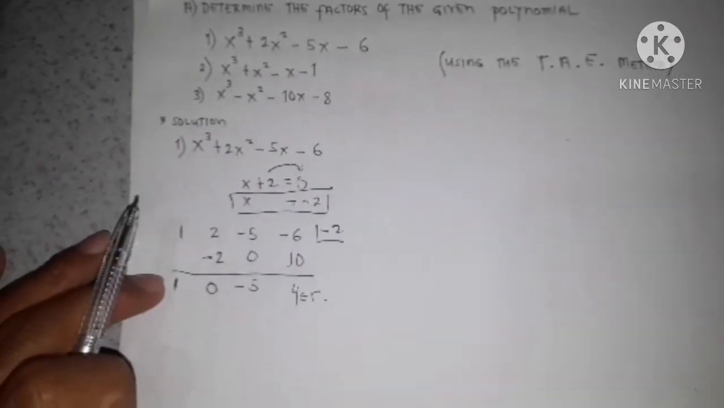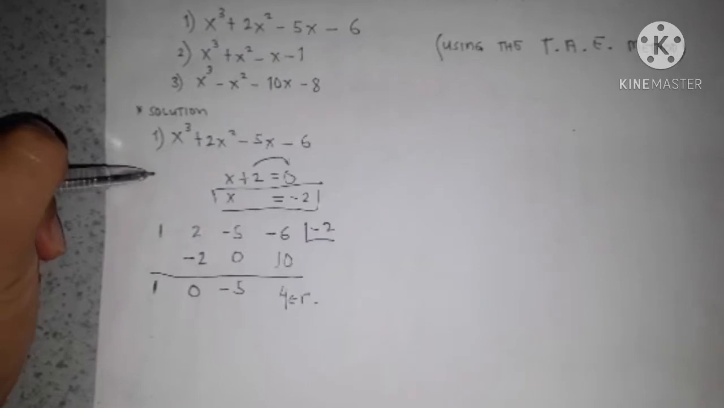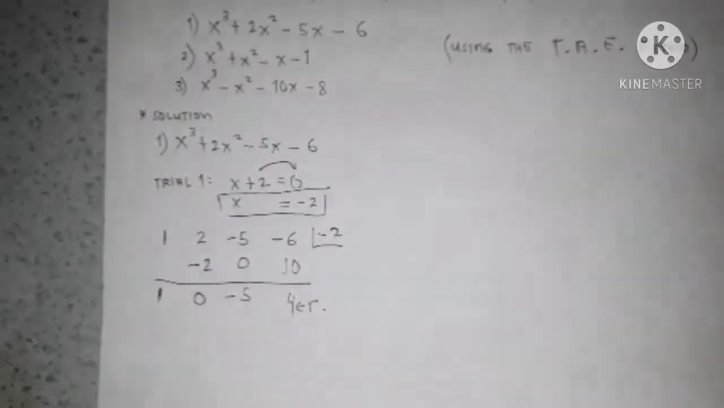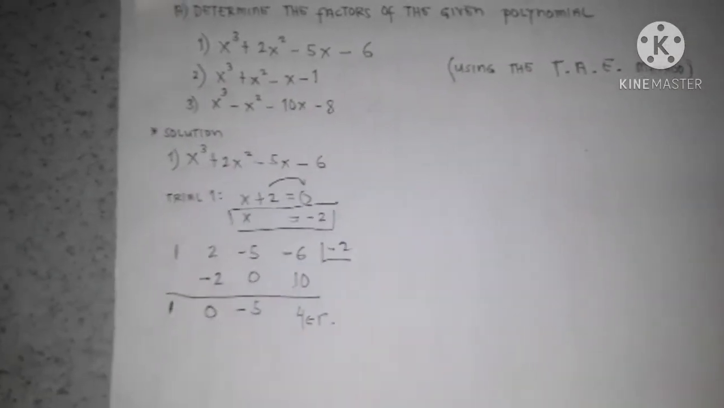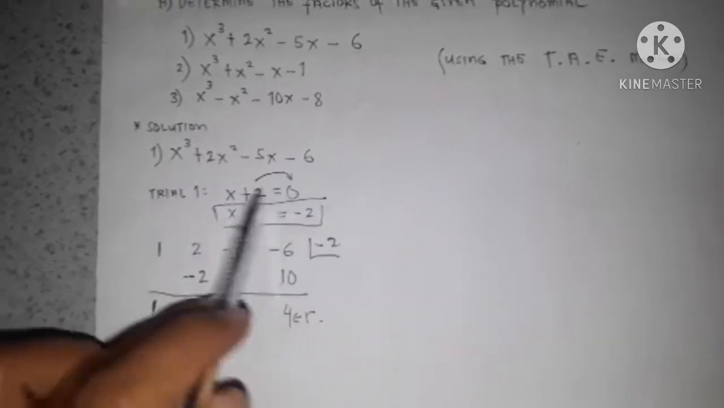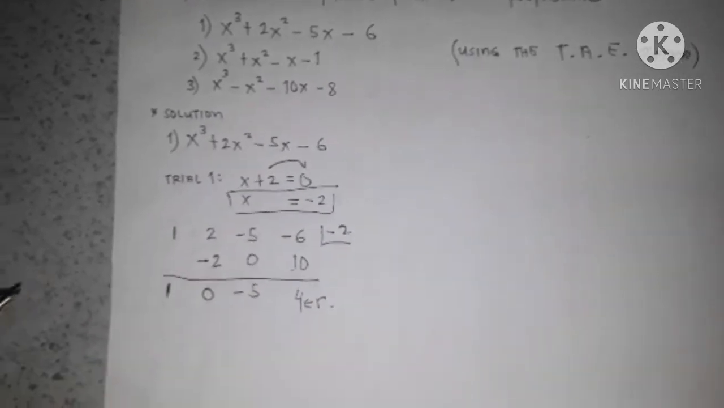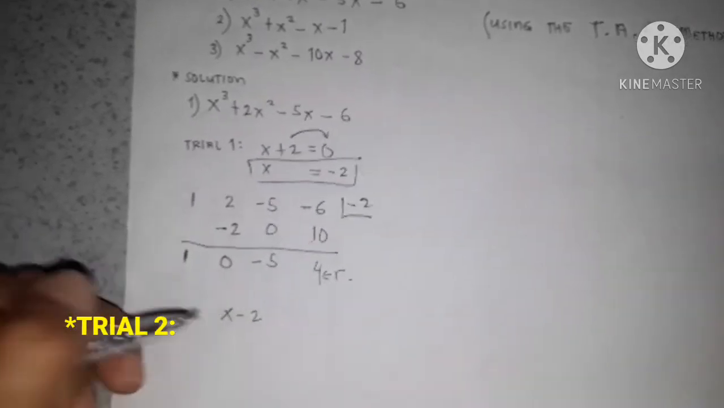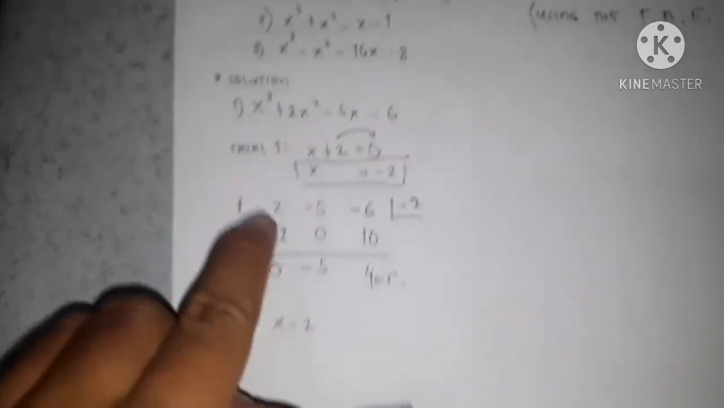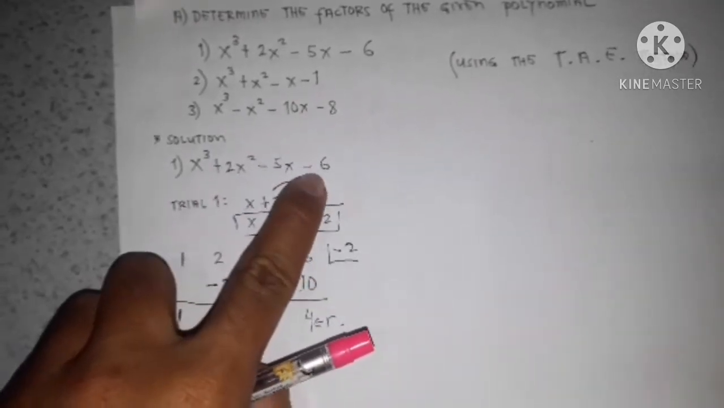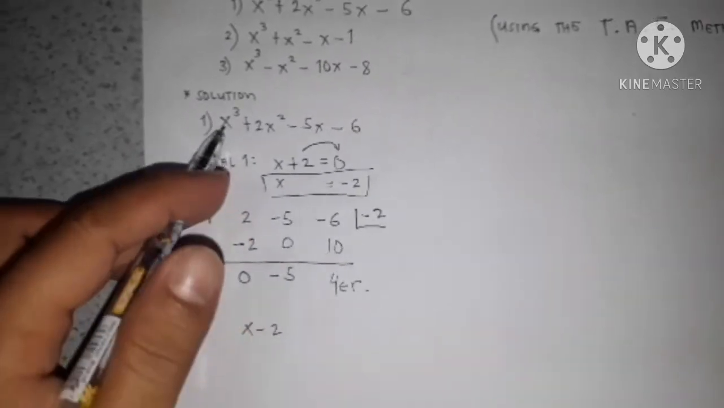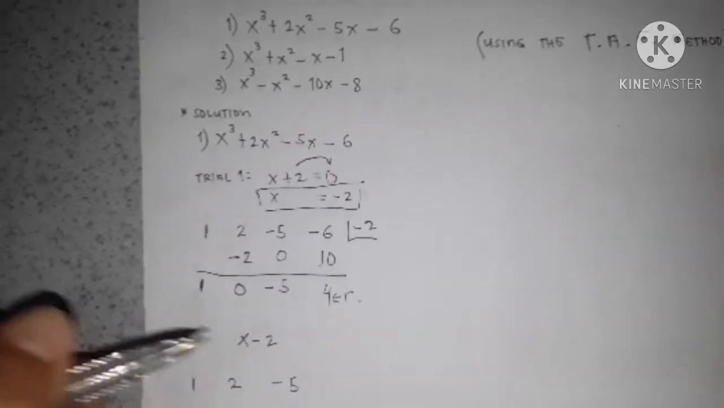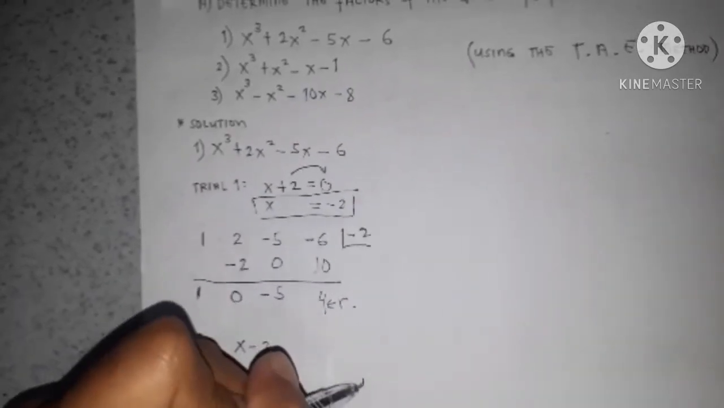So, isip kayo ng ibang factor. This is trial 1. Yun yung reason kung bakit trial and error ang tawag sa method dahil hindi lahat ng tinatry natin ay factor. So, let us try x minus 2. Let us see kung yung bang x minus 2 ay factor ng x cubed plus 2x squared minus 5x minus 6. Synthetic division ulit. So, you have 1, 2, negative 5, negative 6, the constant term.